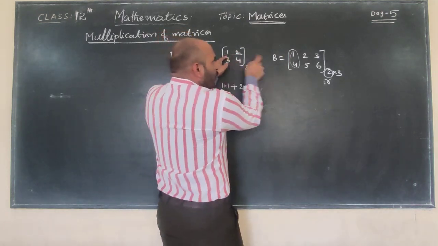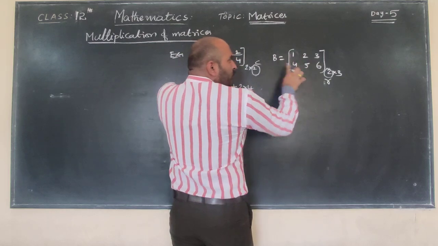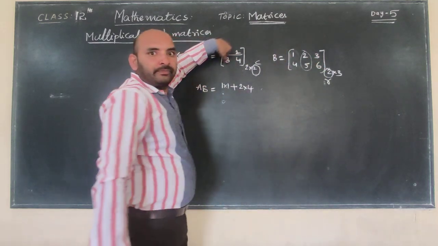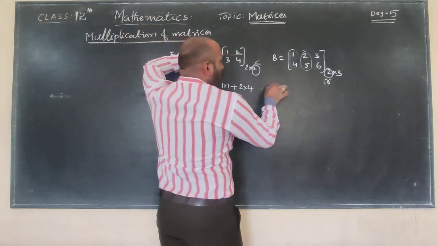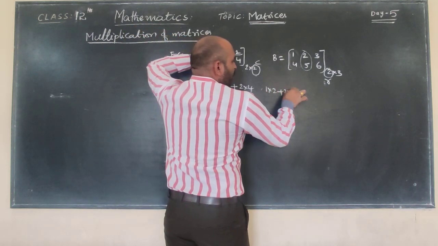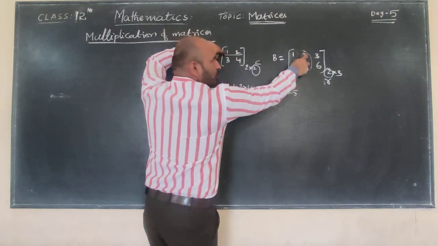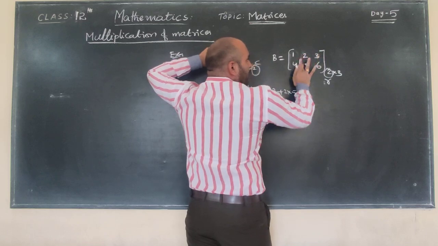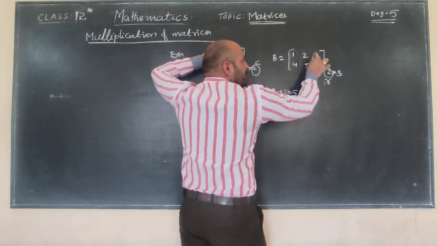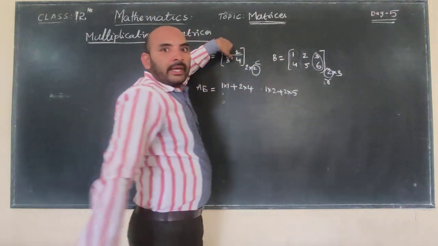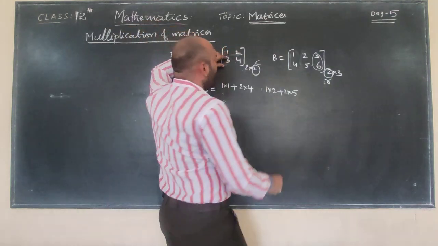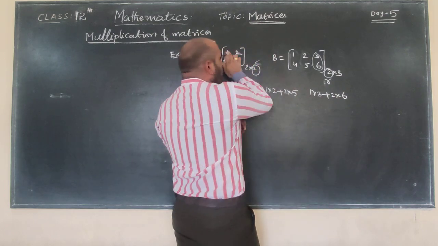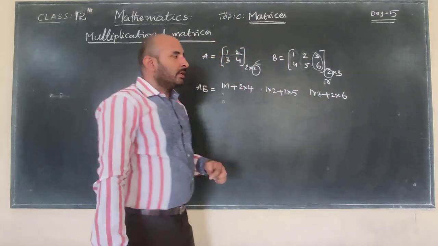Next, first row with second column. This is the second column of the second matrix. So 1 into 2 plus 2 into 5, corresponding positions. Next one, first row with third column of the second matrix. So 1 into 3 plus 2 into 6.